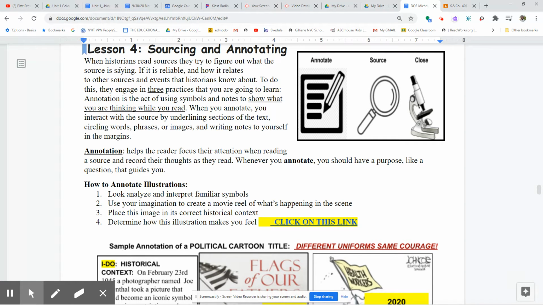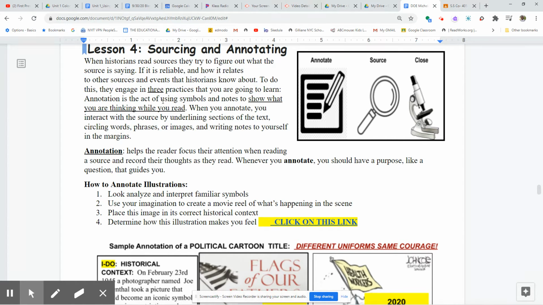When historians read resources, they try to figure out what the source is saying, if it is reliable, and how it relates to other sources and events that historians know about. To do this, they engage in 3 practices that you are going to learn.